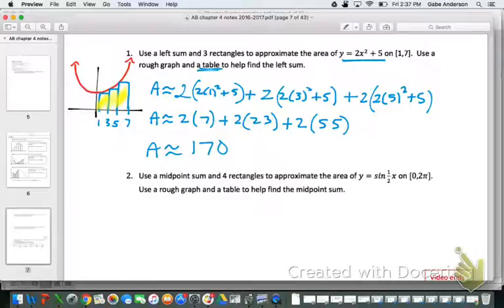Okay, so 170, that is our approximate area under the curve, or you could say between the x-axis and the red curve there. And we know for sure that that is an underestimate because on an increasing function, a left sum will always be an underestimate. Okay, let's take a look now at number 2.